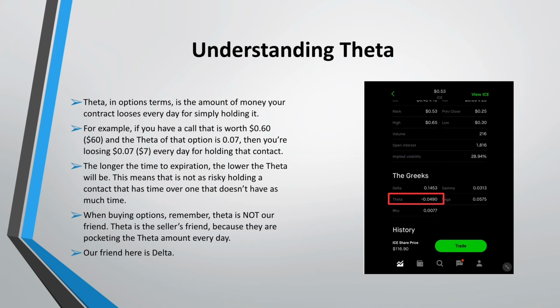This means that it's not as risky holding a contract that has time over a contract that doesn't have as much time. When buying options, remember, theta is just not your friend. Theta is the seller's friend. Theta is the friend of the person that sold you that option, because they know it will keep depreciating, and that theta, they will keep on collecting, how you can see it on the right hand side, the little $4 a day. They'll keep on collecting as long as the stock doesn't do much. So remember, theta is not your friend. Delta is your friend, and that's why Delta rules.